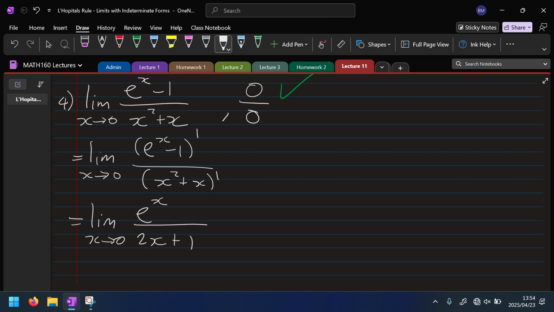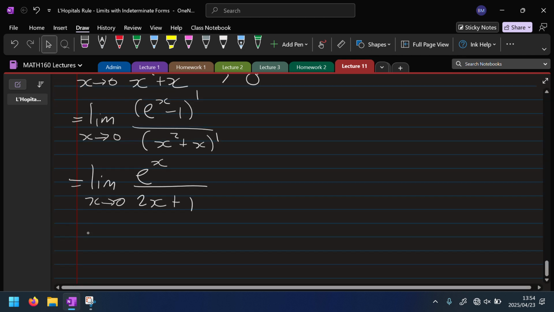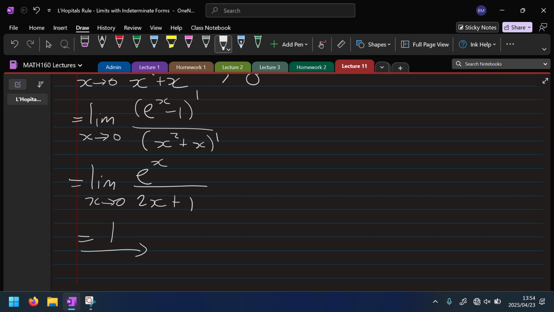Okay, let's check. X goes to 0. E to the 0, that's 1. 2 times 0, that will be 0. And we're left with a 1. So we have 1 over 1, which is just 1. So we get the answer 1.